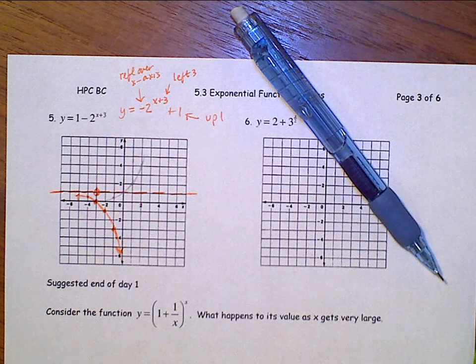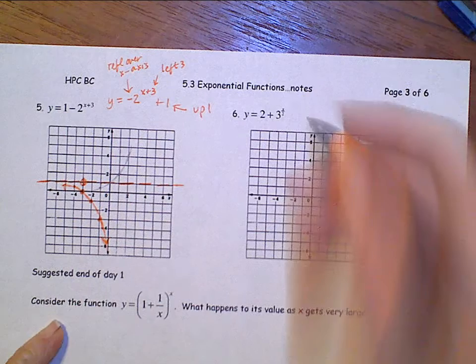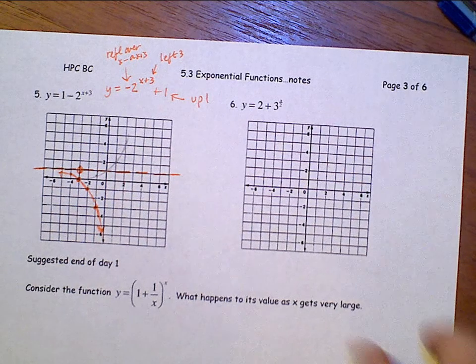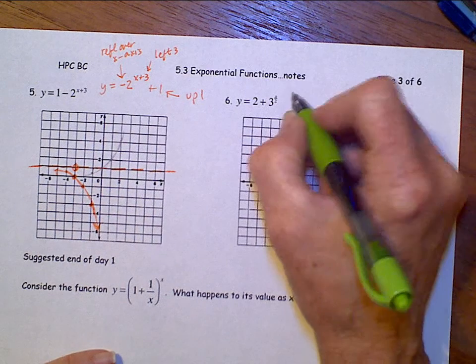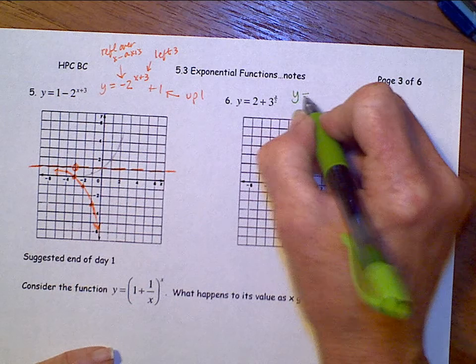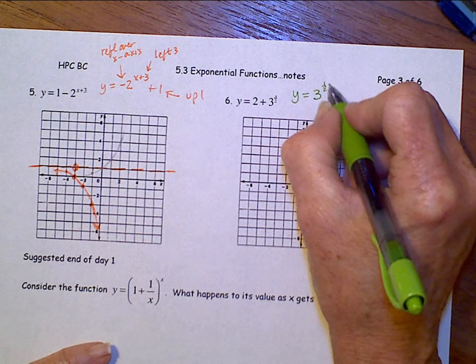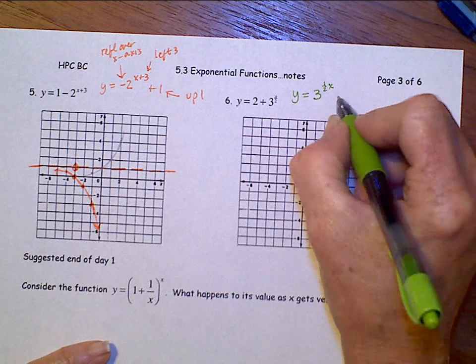All right, one last one. Let's look at this. I'm going to do some shifting, rearranging first. So what if we wrote this as y equals 3 to the 1/2 x, and then plus a 2.